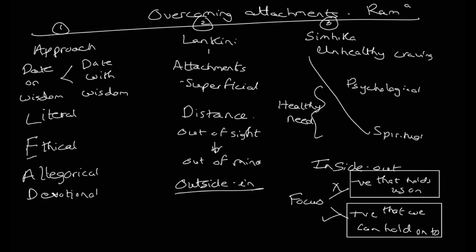So one was, we'll go the other way, Lankini. What does she represent? Attachments that are superficial, or circumstantial. So what is the way to deal with them?